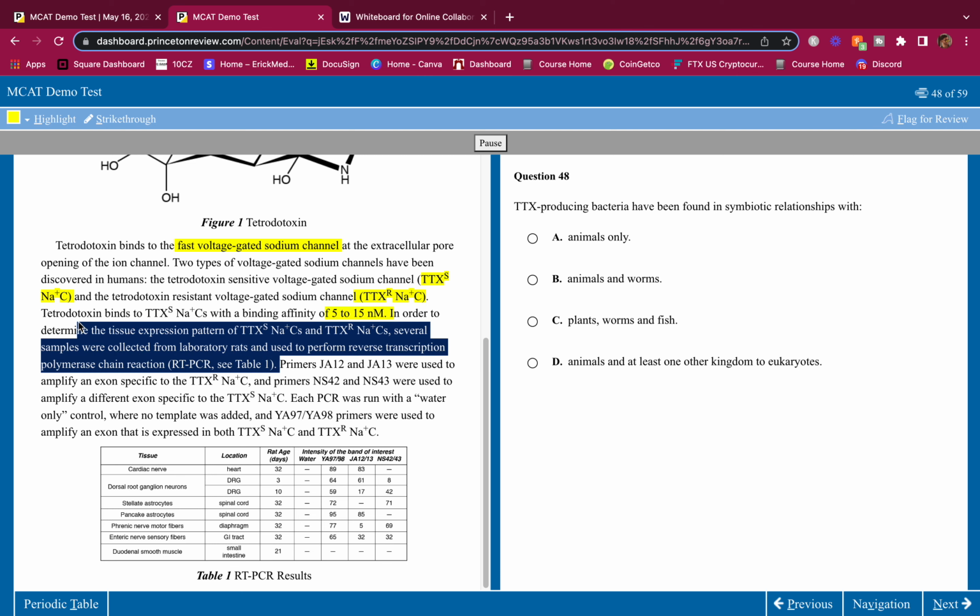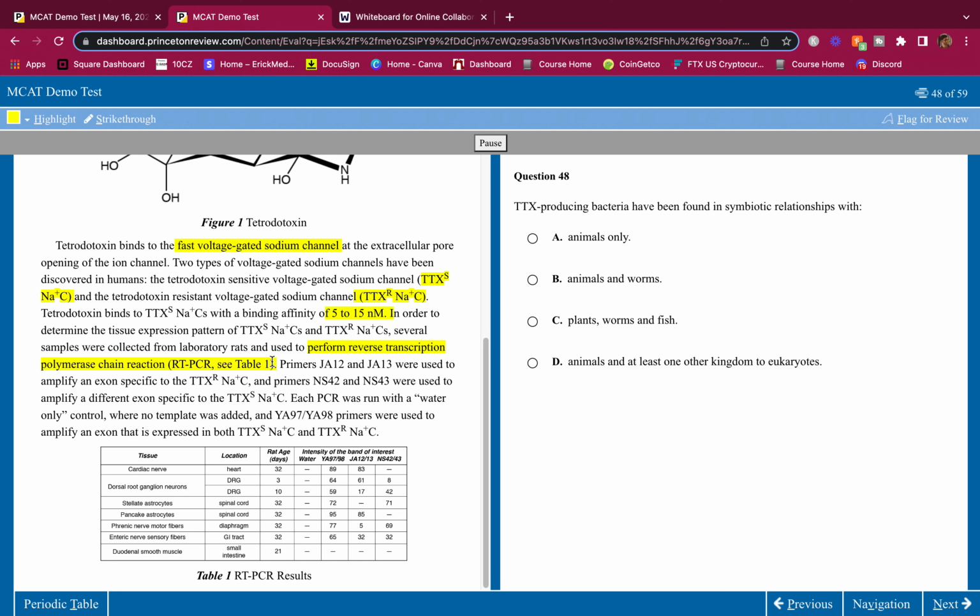So what are they doing here? To reiterate, in other plain words, they have this sensitive channel and this resistant channel. They want to see, hey, where is this sensitive channel in specific tissues? Where is this resistant channel in tissues? Where are they? That's simple. So they performed an RT-PCR. An RT-PCR is when you get RNA and use reverse transcriptase to make cDNA from that RNA.